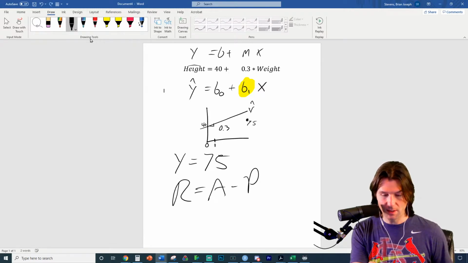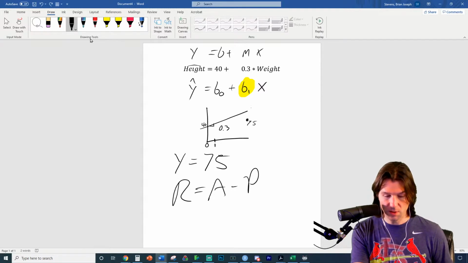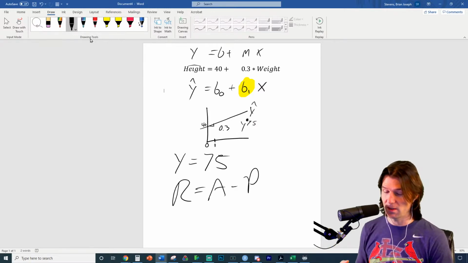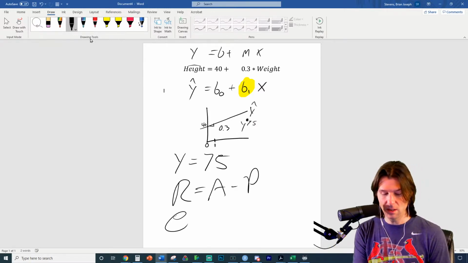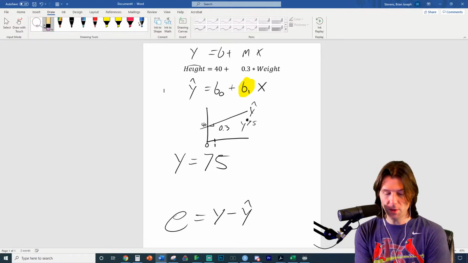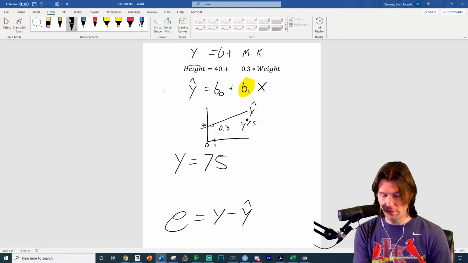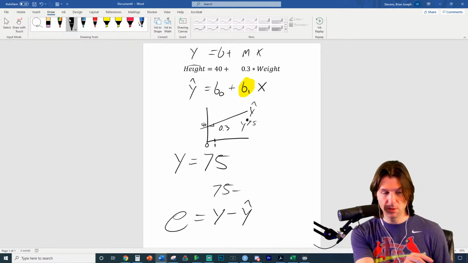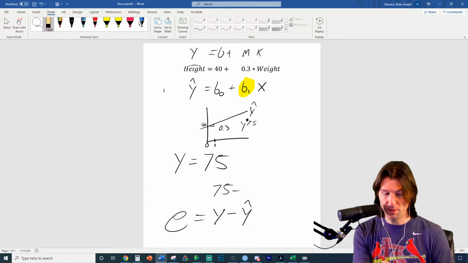That's a little y hat right there. So we'd have to get Brian's predicted height, and Brian's actual height. Now we know Brian's actually 75 inches tall, but we need a prediction for Brian's height. In notation, this is e equals y, which is the actual, minus y hat, which is the predicted. So we already know Brian's actual height is 75. Plug that right there. And then we just need the predicted. So we're going to go to this formula and plug in the numbers.